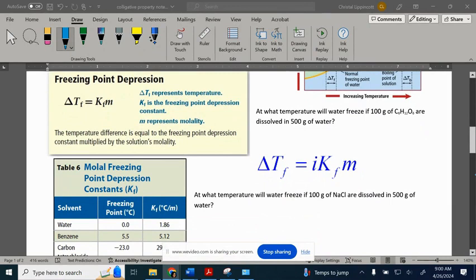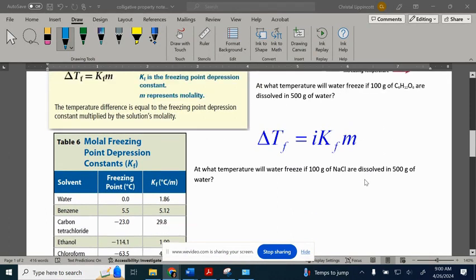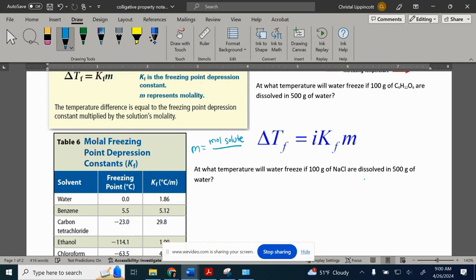Okay, and what this equation does is it's going to give you the interference factor, that we talked about earlier. This KF value, they have to give you that in a chart. You won't need to know that off the top of your head. It will be given to you in a chart. And then molality. So we talked about molality earlier. So molality equals moles of solute over kilograms of solvent.